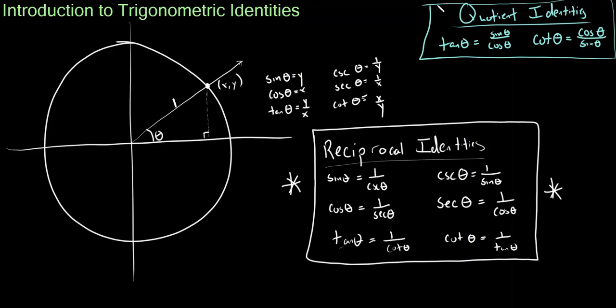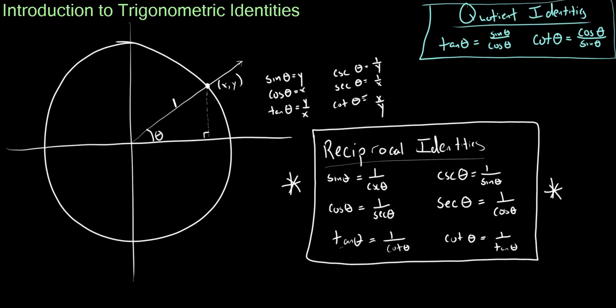Okay. Now, those are all very important. You're going to keep hearing me say this, but there are some identities that are even more important than either of those. And what we use to find them is the Pythagorean theorem.